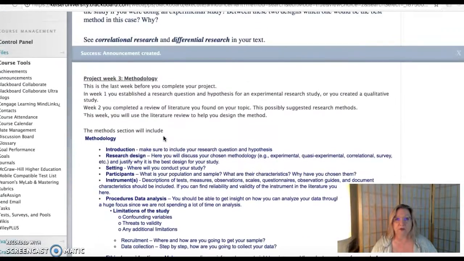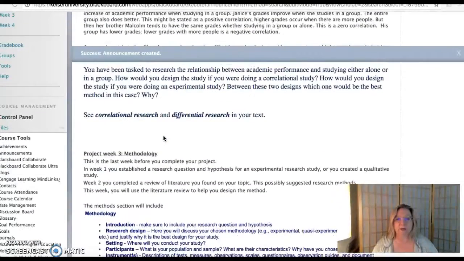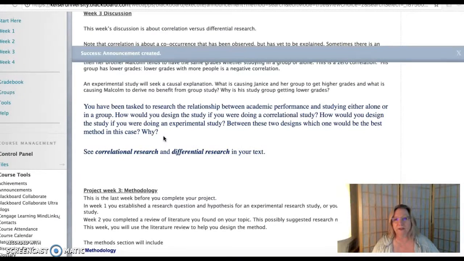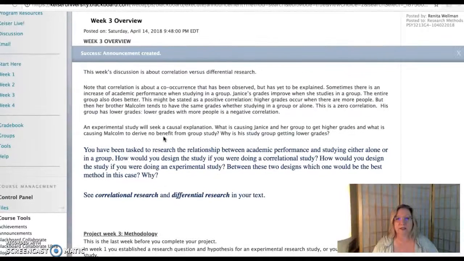All right, so you're going to talk about that. And I wrote a little example of a correlational study where Janice's grades improve when she studies in a group and the entire group does better. That's a positive correlation: with more people studying together, you have higher grades. But say her brother Malcolm has the same grades whether he's in a study group or not. That would be a 0 correlation.